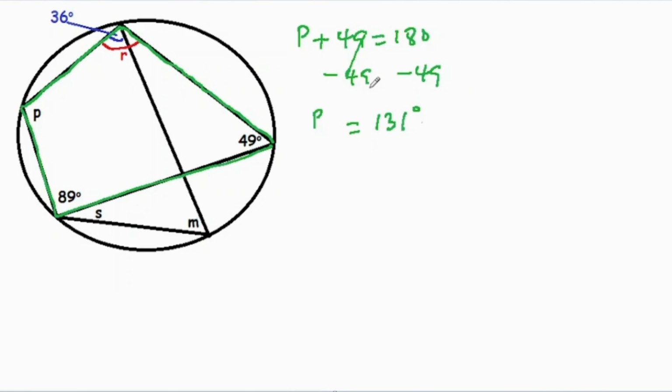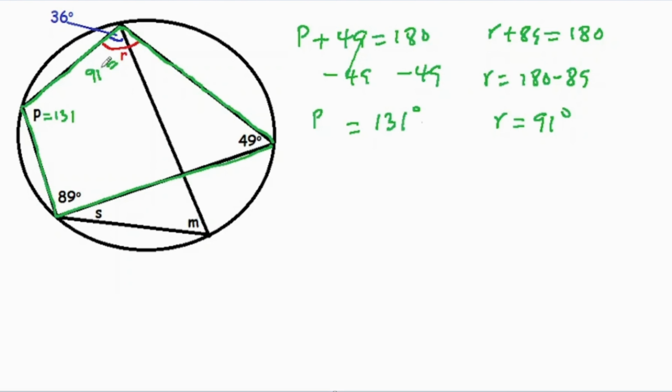Now if you look at R, it is also opposite to 89. So the sum of R and 89 degrees is going to give us 180 degrees. So R plus 89 equals 180. Subtract 89 from both sides of the equation. So R is 180 negative 89. So R is going to give us 91 degrees. So this is 131, 131, and this is 91 degrees.